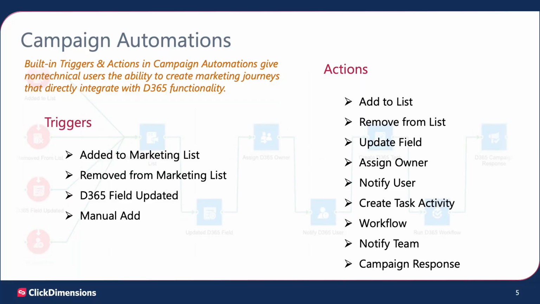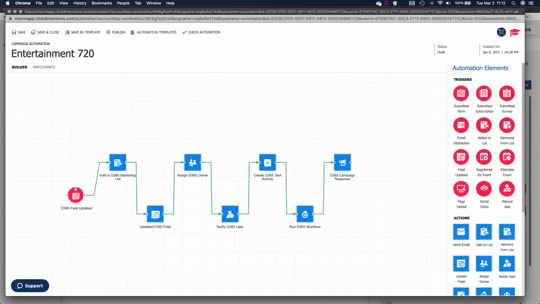And I will click over just to show you guys some examples of this. If we look here, this is a pretty straightforward campaign automation, and you see here the triggers at the right in the cranberry circles. You'll see that there are various triggers, both ClickDimensions functionality as well as Dynamics 365 functionality. So you have everything from submitted a form, submitted a subscription, survey, an email interaction. You also have added to lists, removed from lists. These are marketing lists. Again, these are things that could happen within Dynamics 365.